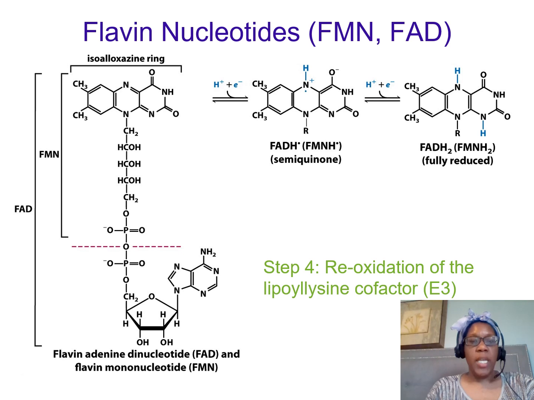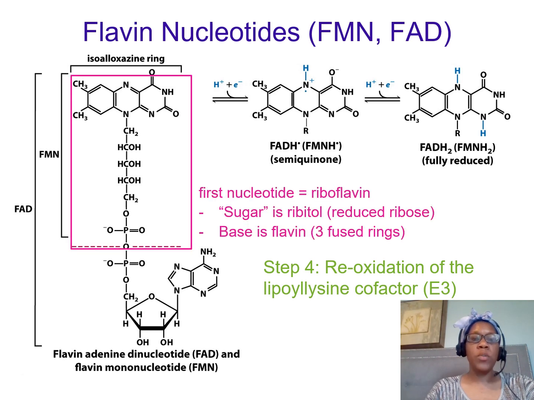FAD actually has two different nucleotides. The first nucleotide is FMN, which contains riboflavin. We know that a nucleotide has a sugar, a base, and a phosphate. This is called riboflavin, sorry. The sugar is a ribitol, a reduced form of ribose.